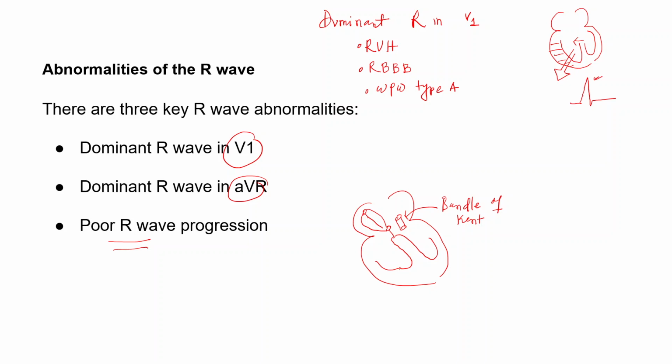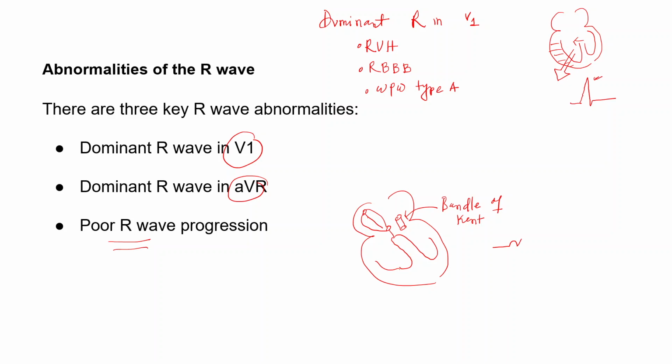Now how will it be represented in the ECG? First of all, there will be atrial depolarization, that is the P wave. Then there is no delay. That means P will be followed directly by the QRS. There will be no PR segment because the AV node is not involved. Immediately after the P wave, there will be origin of the QRS complex.